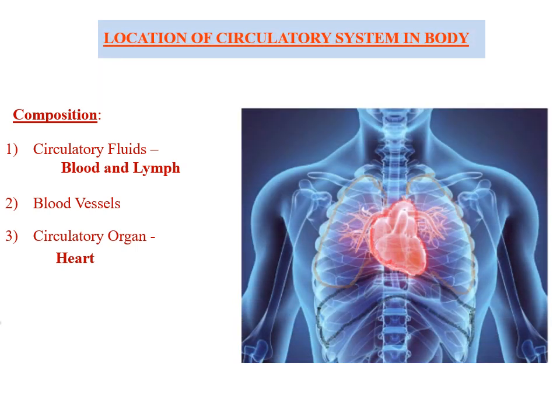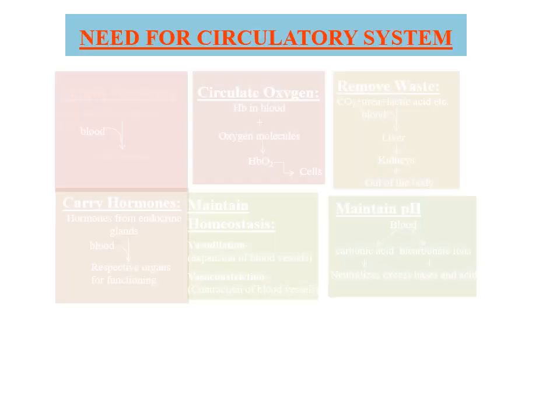Let us also understand the location of the circulatory system in our body. You can see in the picture that the heart is located between two lungs, right? The place where this heart is located is called the mediastinum, and the heart rests on the diaphragm. Diaphragm is marked with a black outline in the picture. Let us see now what is the need for this circulatory system for our body.